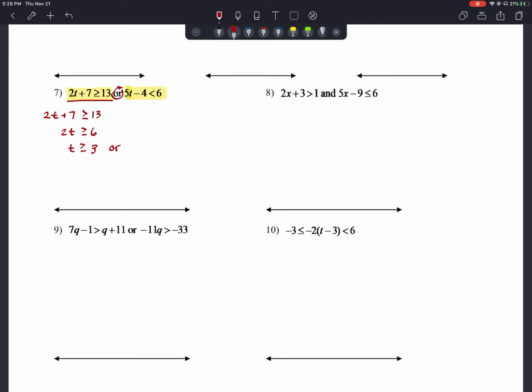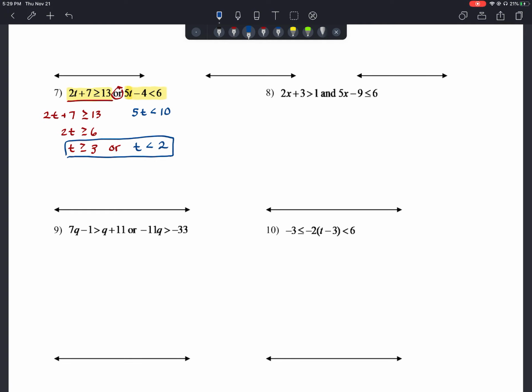Now we're going to include our or in our statement. And now we're going to simplify the other side. We'll do that one in blue. Let's add 4 to each side. We have 5t is less than 10. And then when we divide each side by 5, we're going to get t is less than 2. If you got that, you did a great job again.